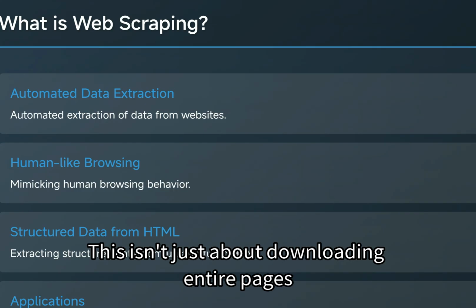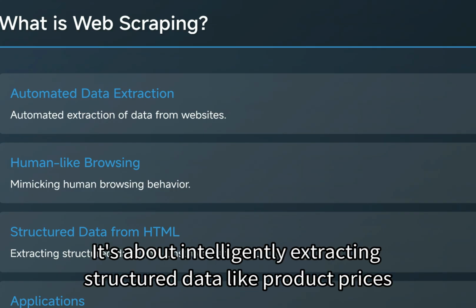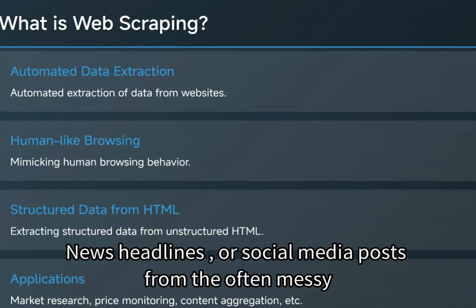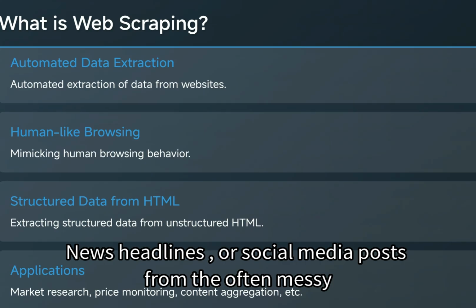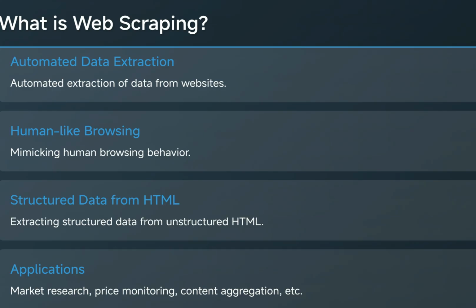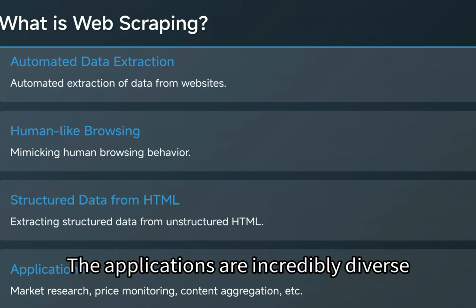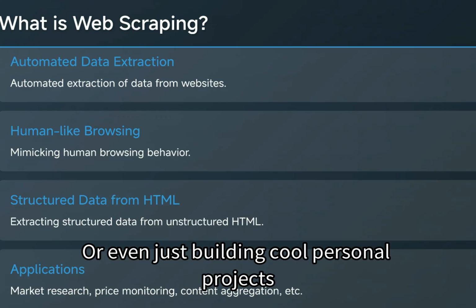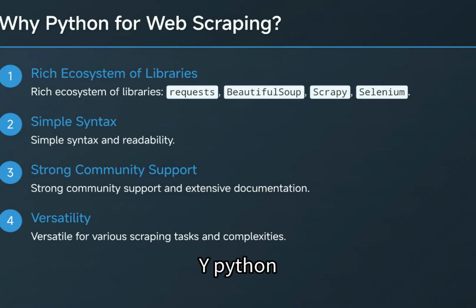This isn't just about downloading entire pages. It's about intelligently extracting structured data, like product prices, news headlines, or social media posts, from the often messy, unstructured HTML code that makes up websites. The applications are incredibly diverse, from businesses tracking competitor prices to researchers gathering data for studies, or even just building cool personal projects. Now, why Python?